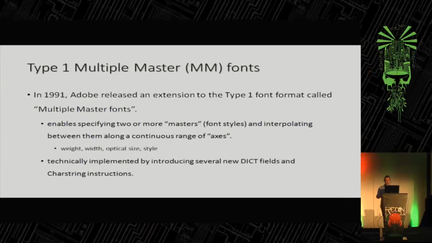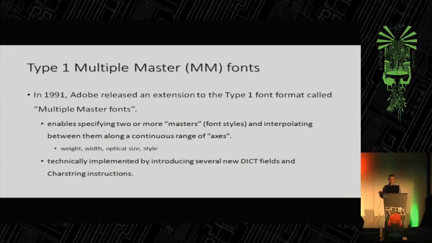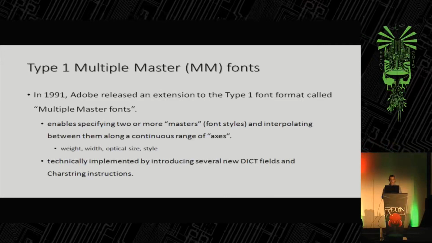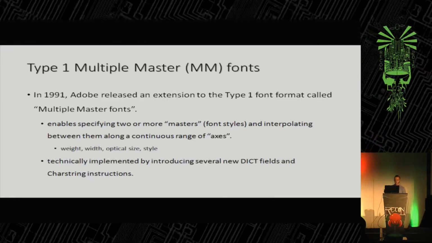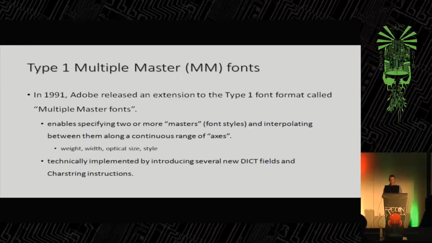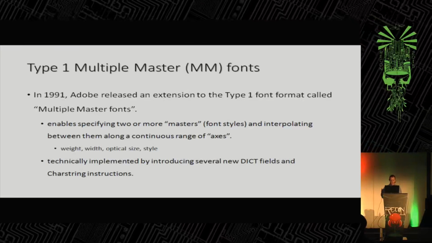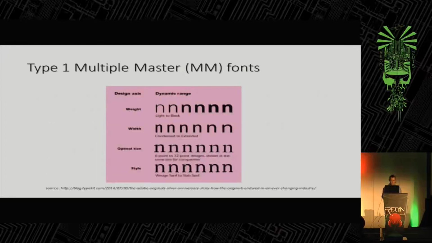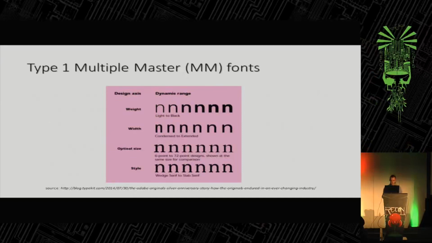So just a brief introduction to multiple master fonts. It's basically an extension of Type 1 fonts that Adobe introduced several years after Type 1 fonts. It makes it possible to specify 2 or more masters that you can interpolate between in fonts to be able to get different results, and not be dependent on the specific shape of the glyph, but have it more dynamic. So this is an example of how this would look.